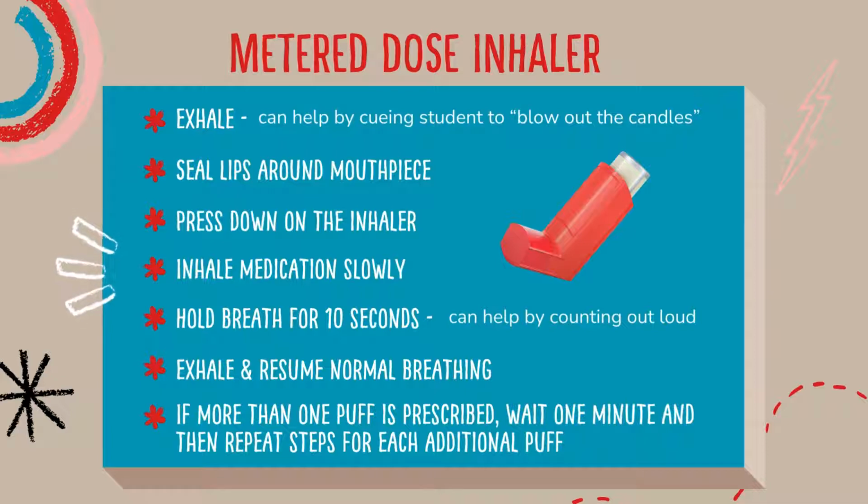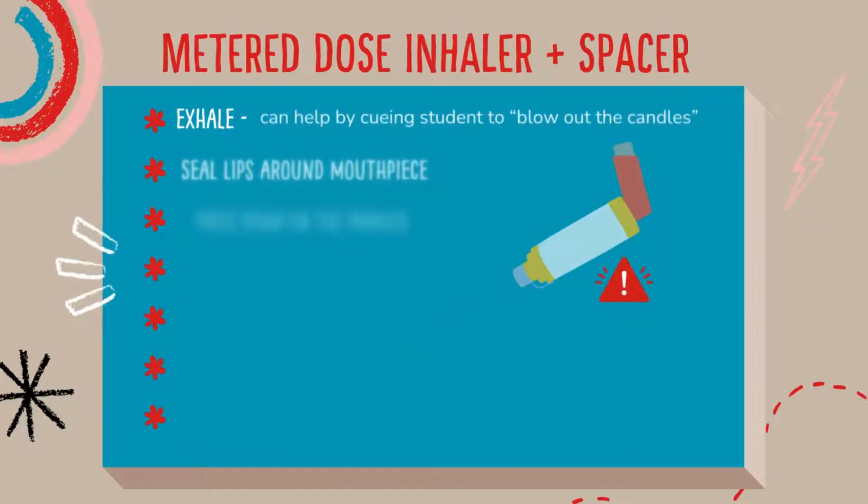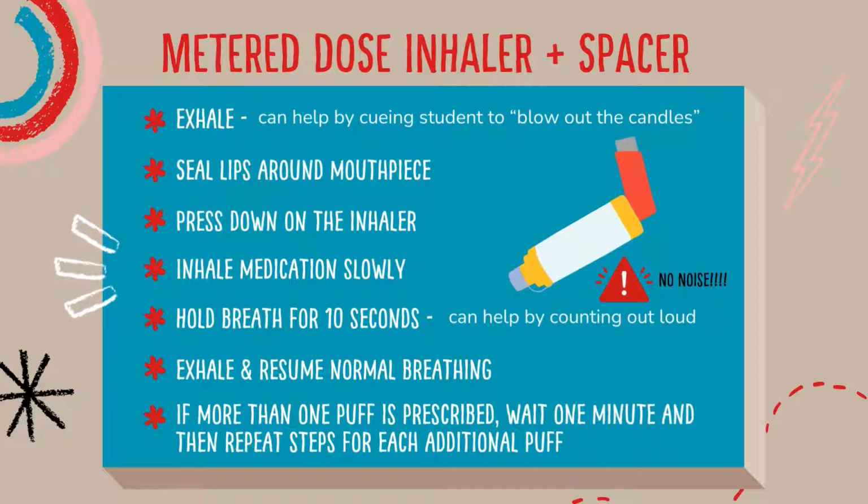If the asthma action or care plan calls for additional puffs, wait 1 minute and then repeat the steps for each prescribed puff. Using a metered dose inhaler with a spacer involves the exact same steps, but the inhaler is inserted into the end of the holding chamber. The student should first exhale completely, then insert the mouthpiece into their mouth with their lips forming a seal around it. The inhaler should be depressed and the student should slowly inhale.